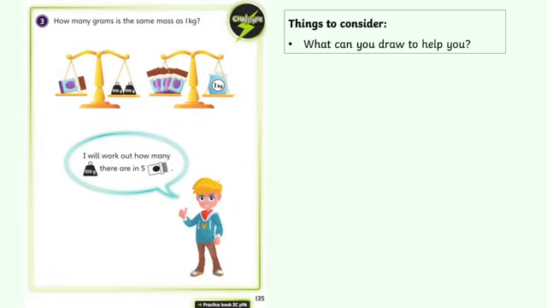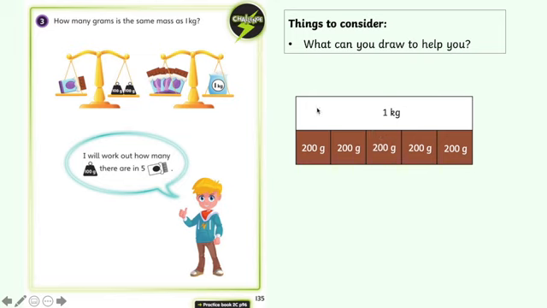Let's have a think about these answers then. So I found it helpful to draw this out. I was drawing out what's going on in this balance. That 1 kilogram is the same as 5 chocolate bars. Here are my 5 chocolate bars here. And I know from the other balance that each chocolate bar is 200 grams.